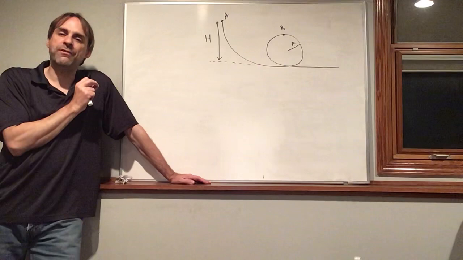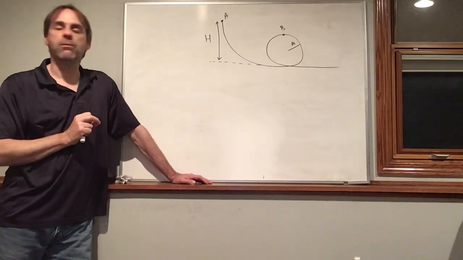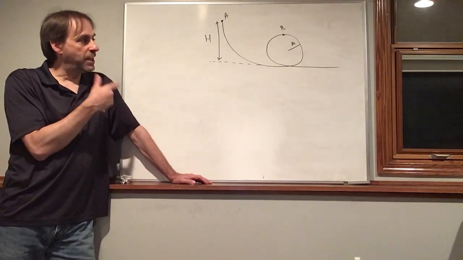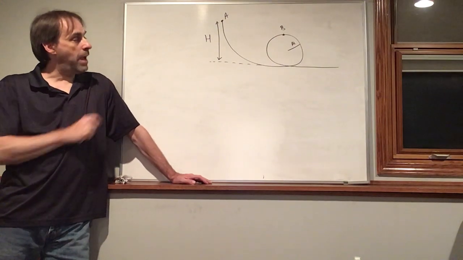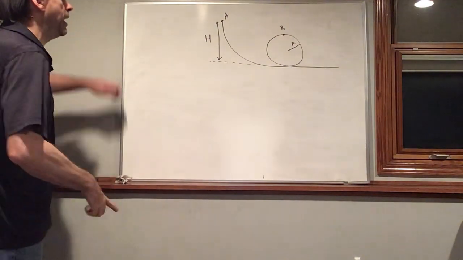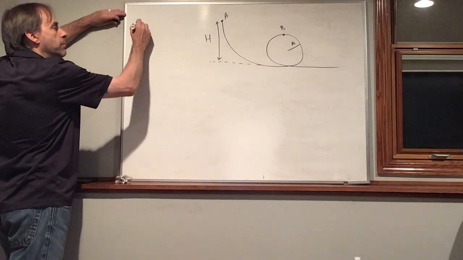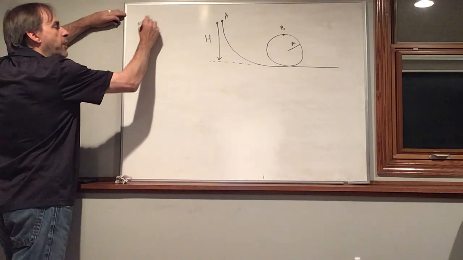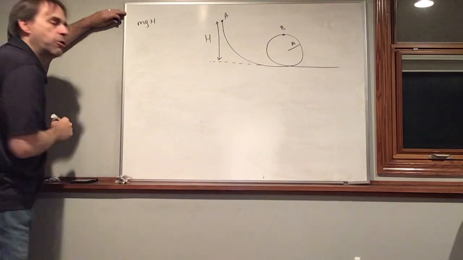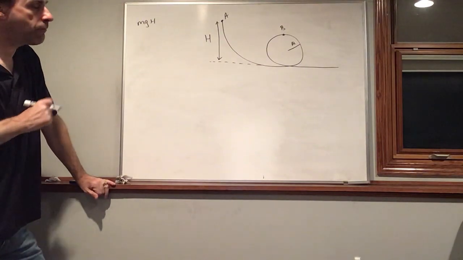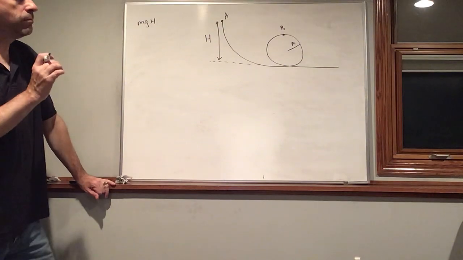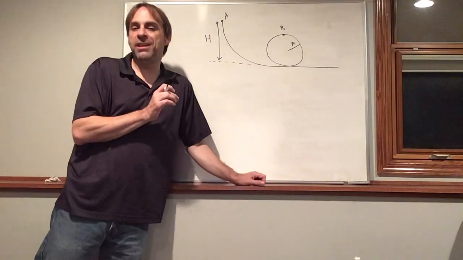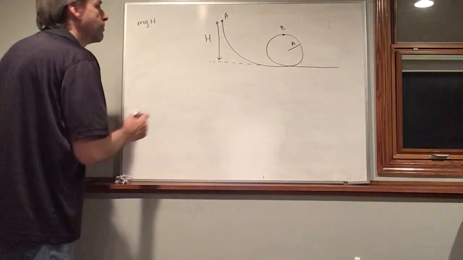And we want to make sure we have enough speed to make it around, but we can look at this in terms of energy. So at point A, the energy we have is mgh. And there's no friction, not the most realistic thing. But if we look at point B, we have both potential and kinetic energy.